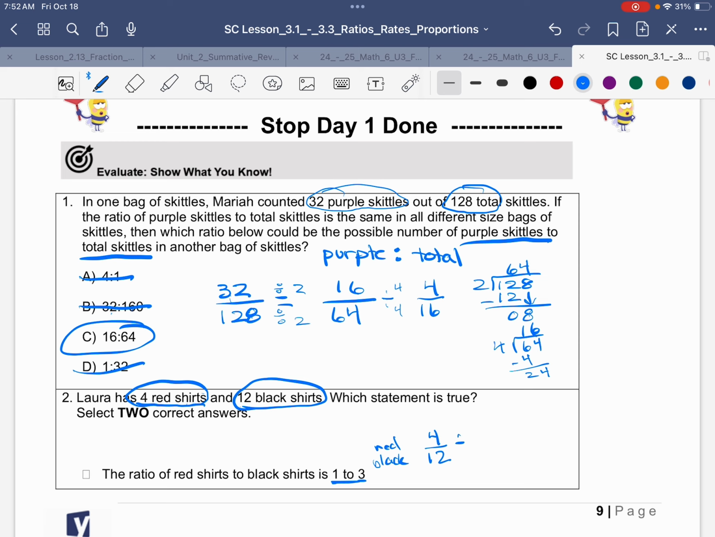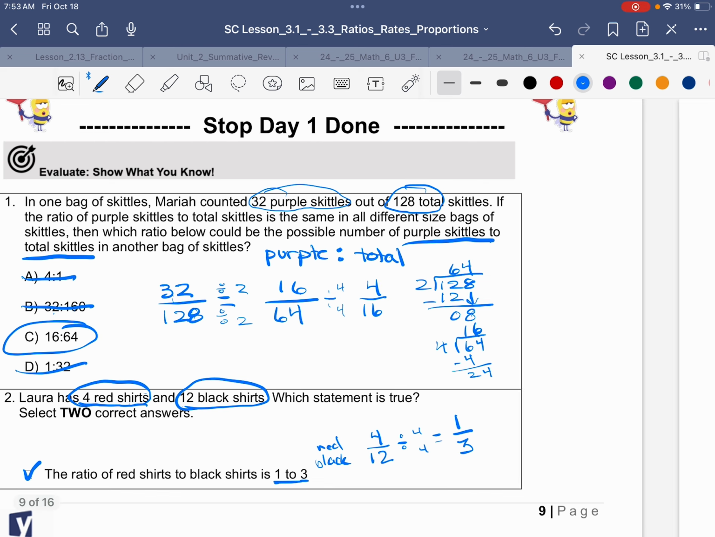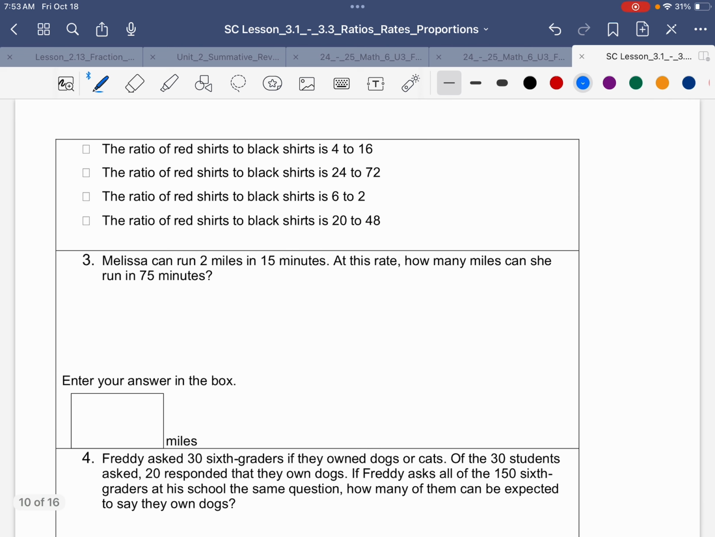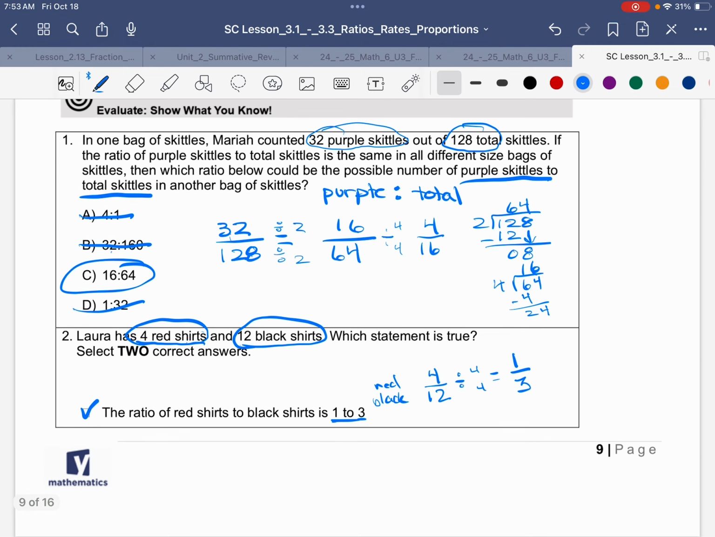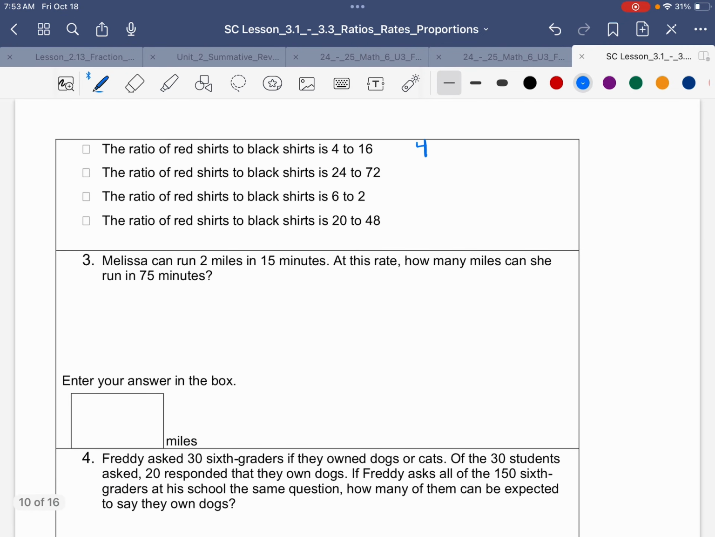If we simplify this, we can divide by 4 here, 4 here. That gives us 1 and 3. So this one would actually be a true one. Okay, let's go to the next page. So I remember our ratio is 4 red, 12 black. So now we're looking for another statement that's true because it said 2.